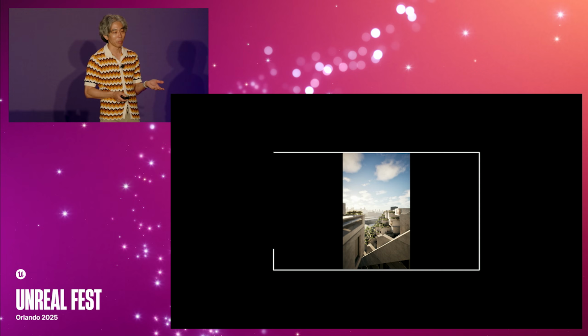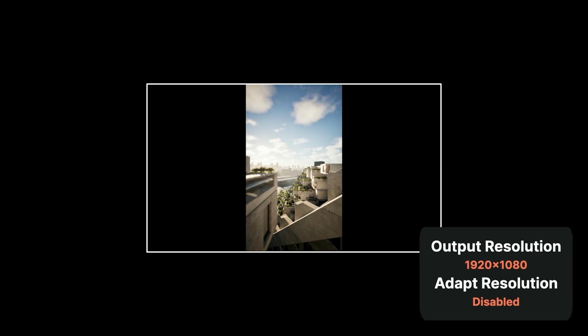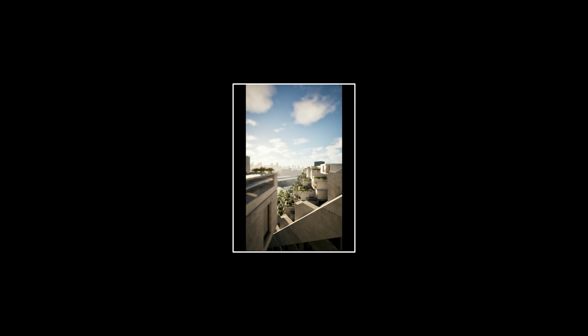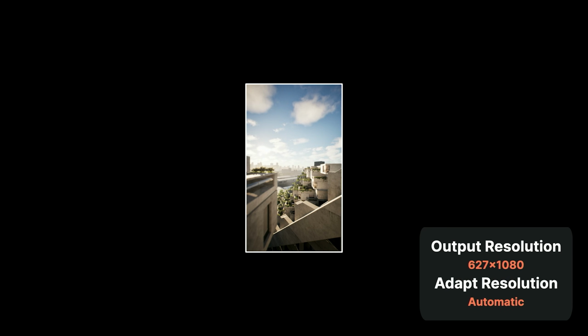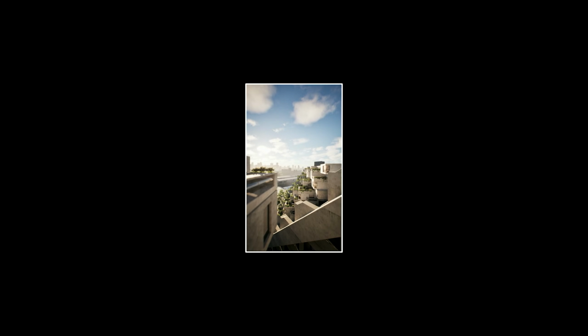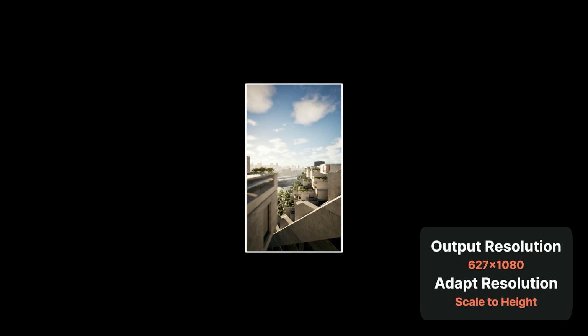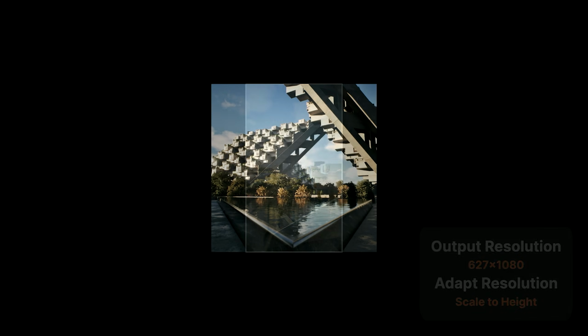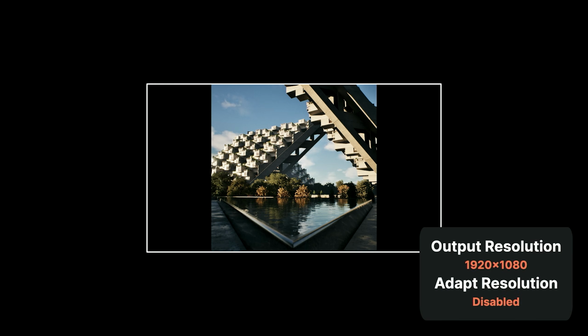Right. So if you try this with a portrait example, it's the same deal, right? We're getting black bars on the left and right. But automatic will get rid of those, right? So it'll crop those off. Scaling to width gives us 1920 width, and then it figures out the height. And then likewise, scale to height gives us the 1080 height that we originally asked for, and then figures out the width.